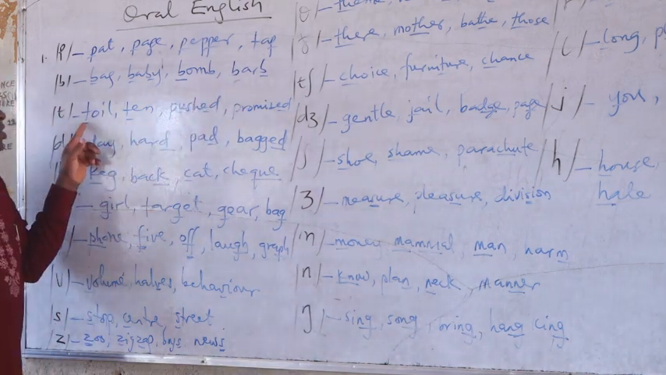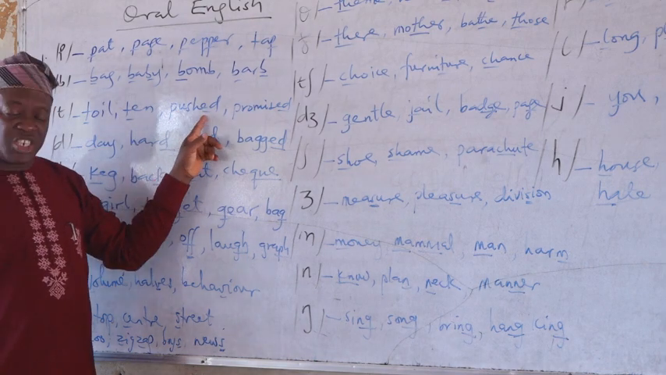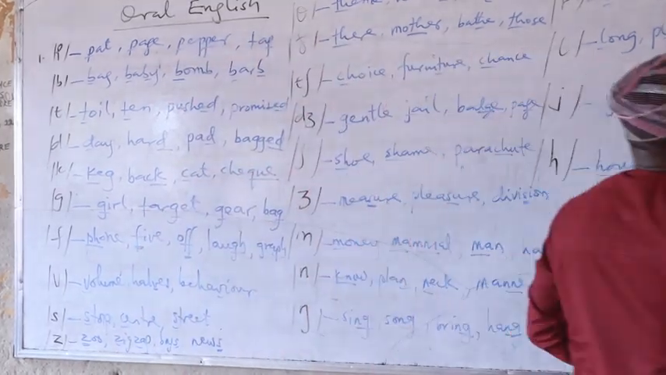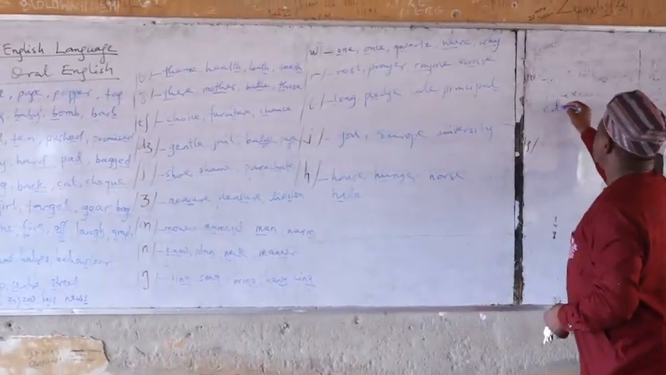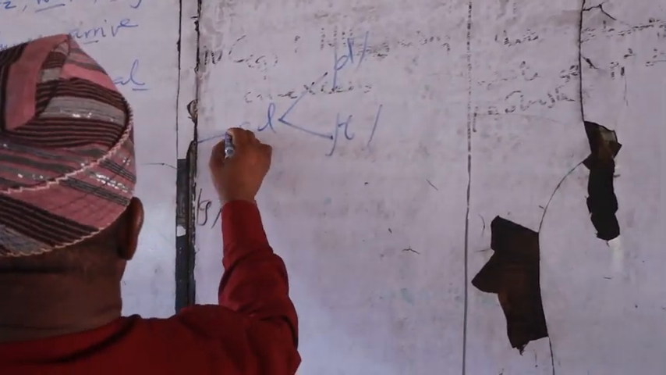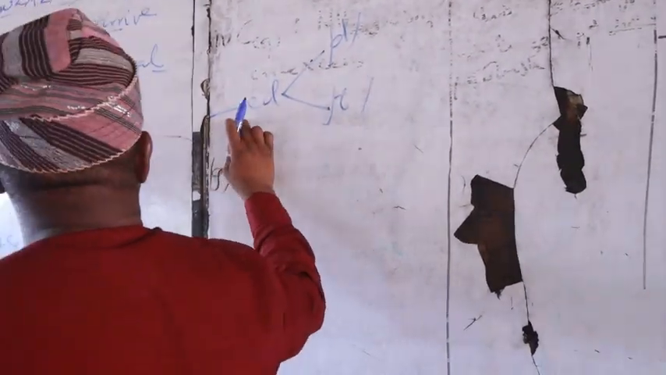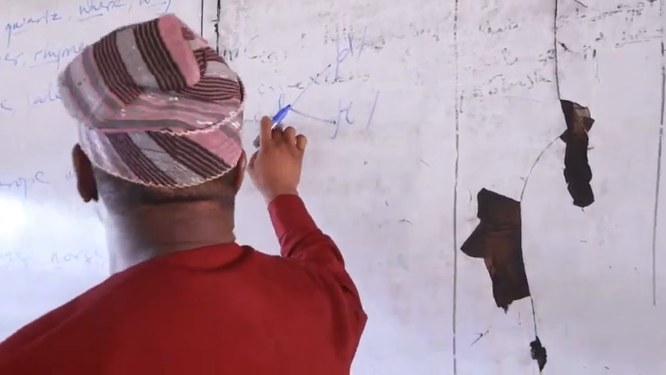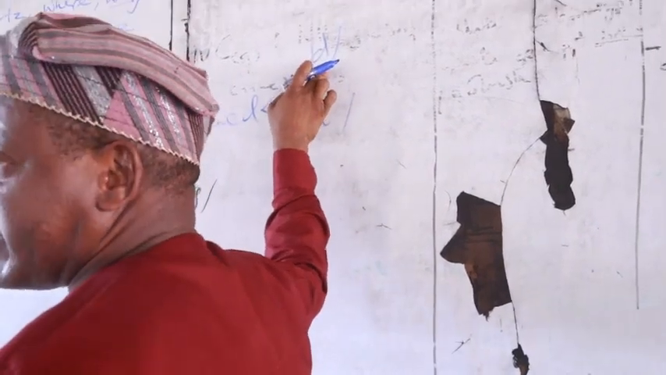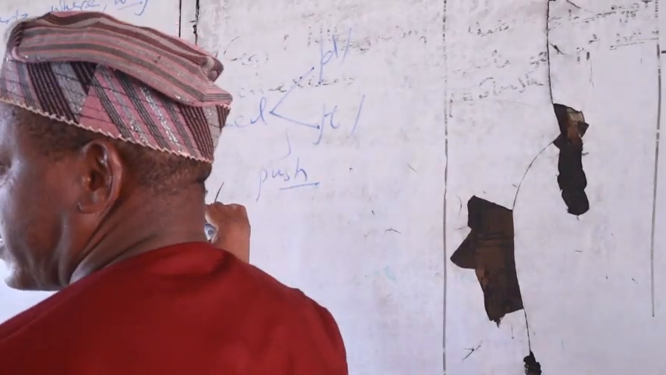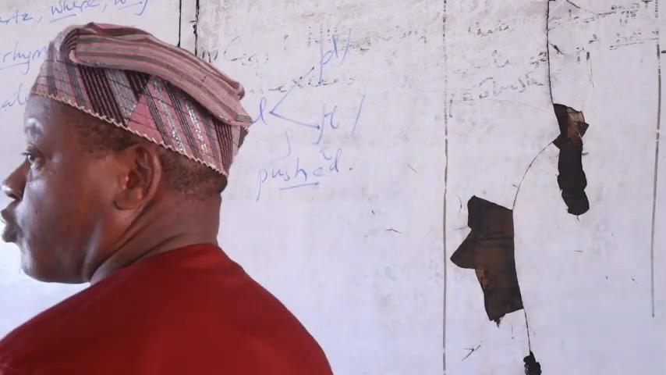Bag. Cheap. Toil. Chain. Pushed. Promised. Now, you wonder how ED is becoming T, right? Yes. Now, look up. ED could either be pronounced as D or be pronounced as T, depending on what comes before ED. If the sound before ED is voiceless, ED is pronounced as T. If the sound before ED is voiced, ED is pronounced as D. So in the case of pushed, the sh is voiceless. ED therefore is T, so pushed.